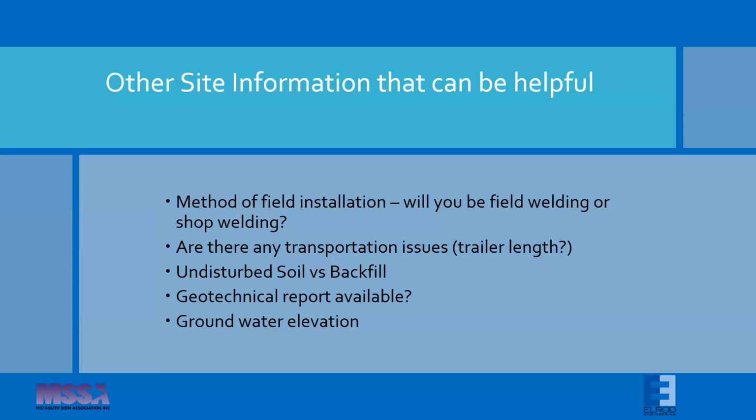So a lot of times a geotechnical report isn't available, especially if it's at an existing site. But if you can get that information, that helps your engineer to know about backfilled soil or not. And also if there are any particular soil properties that are advantageous. If we don't know that information, we have to assume the most conservative values for the soil. And so the more site-specific information we can get, typically the better the design will be, which means it'll be more cost-effective for you.